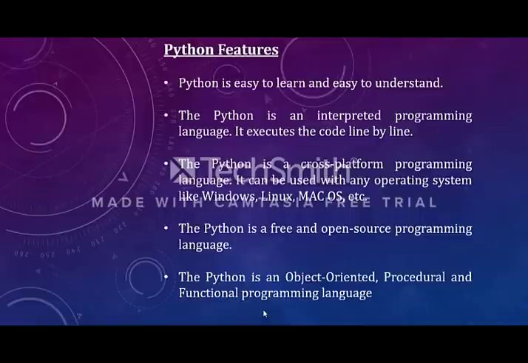Then Python is an object oriented, procedural and functional programming language. So we can write code in functions, and we can make use of object oriented concepts. All these things which are there in Java and C++ are also there in Python, and like C programming, it's a procedural language, so its concepts are also there in Python. So we can say it's a hybrid language. All the concepts of previous programming languages have been embedded in Python.